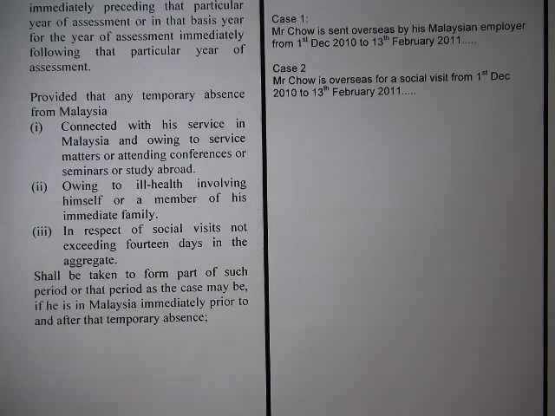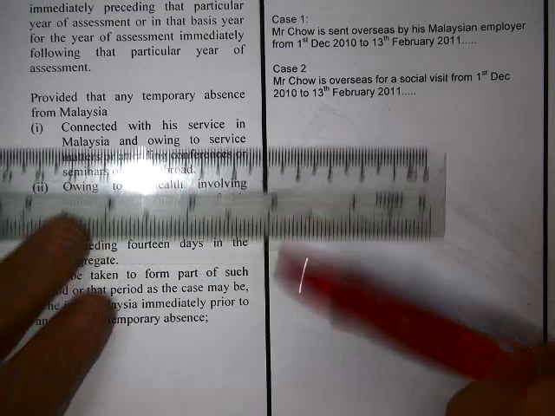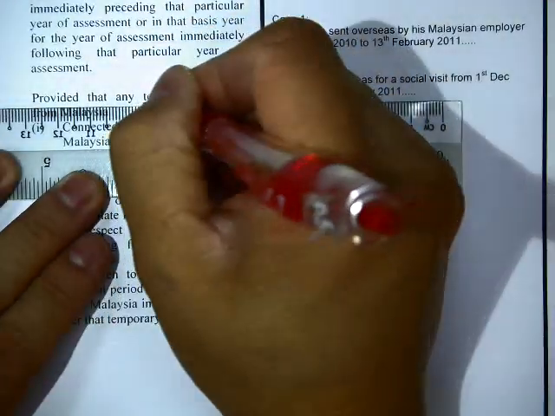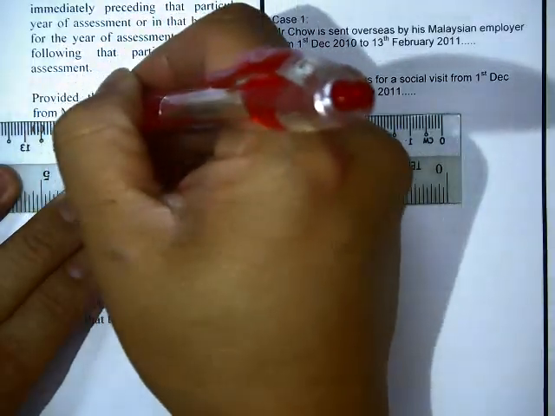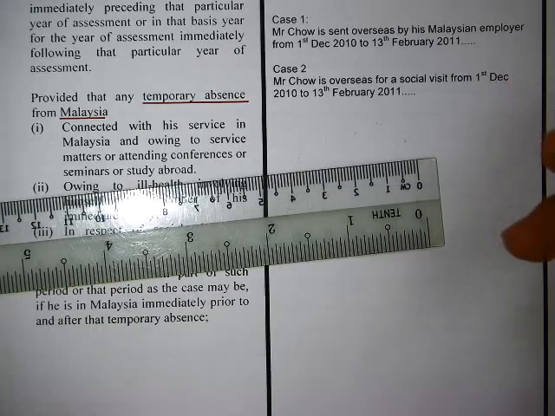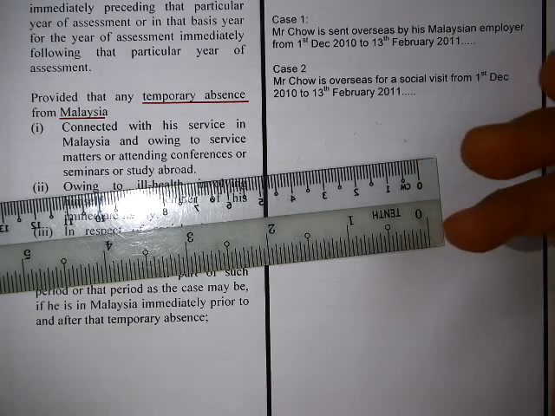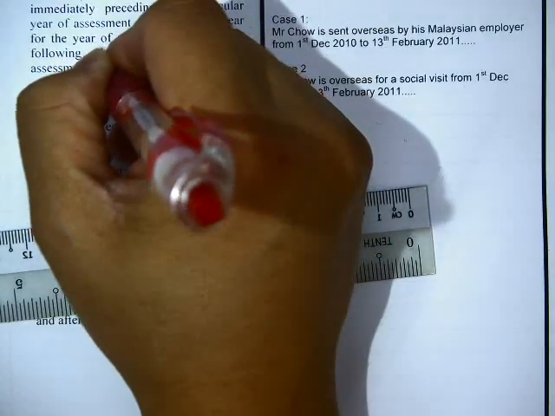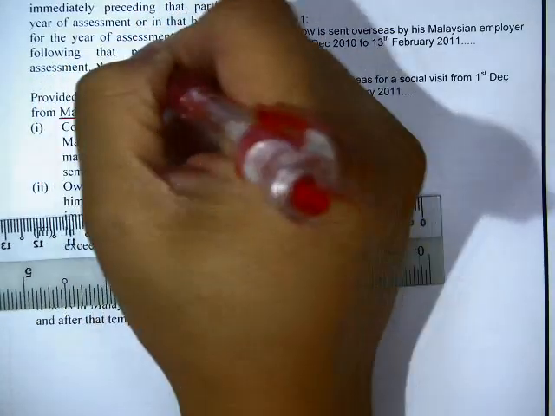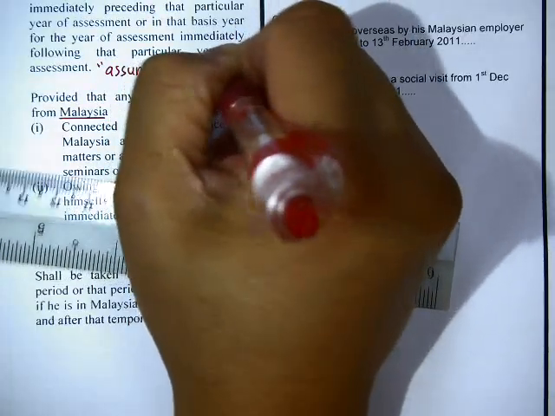It says that provided any temporary absence from Malaysia. So what do you mean by temporary absence? That means you're not in the country, but we will assume that you're in the country. That's the concept, the idea that we will assume you're in the country.